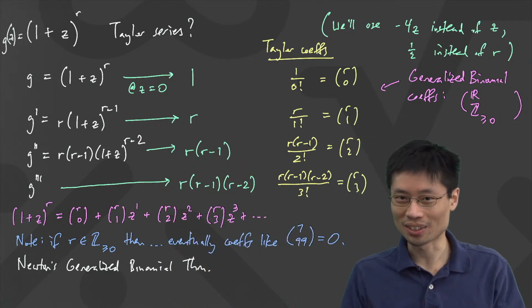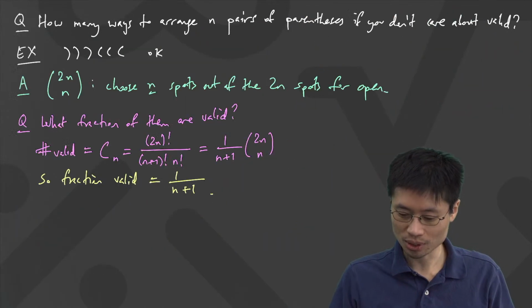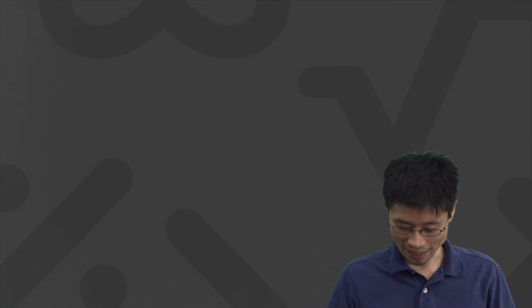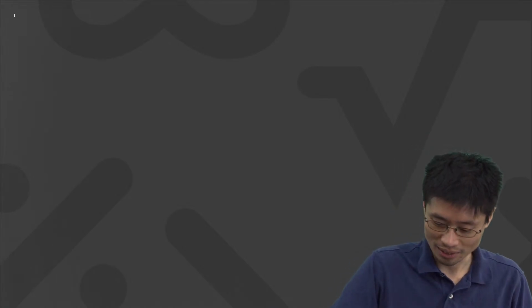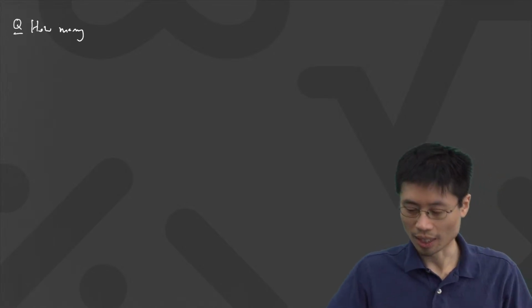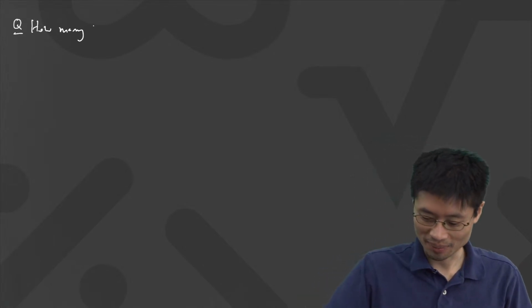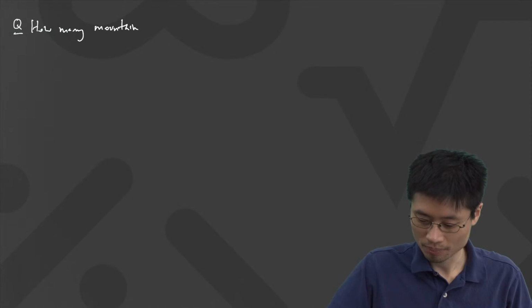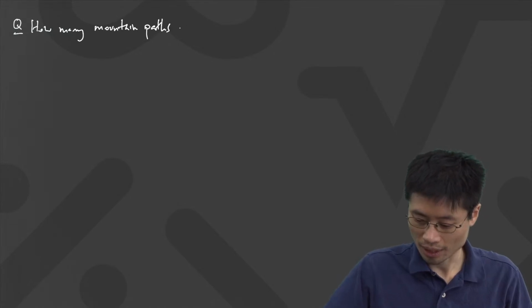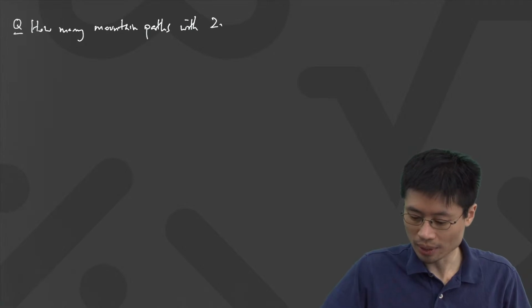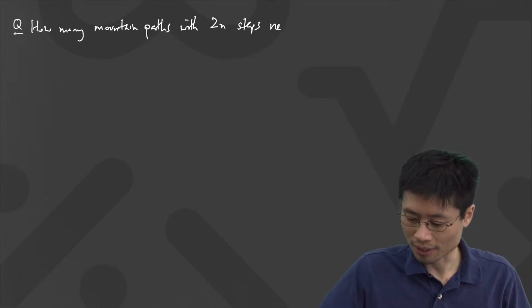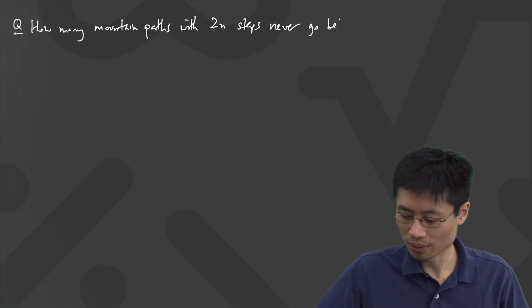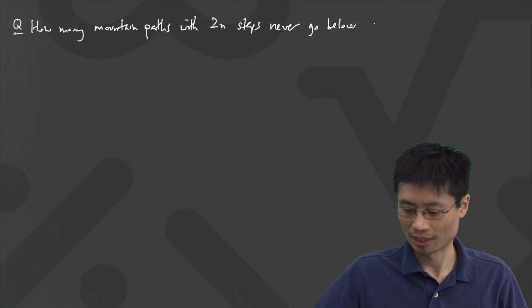Cool. So now I want to go on into another approach, and the other approach shows what Catalan numbers have to do with counting something very different. So what we're going to do now is ask a different question: how many mountain paths, I'm going to call them mountain paths, with 2n steps never go below the sea level?